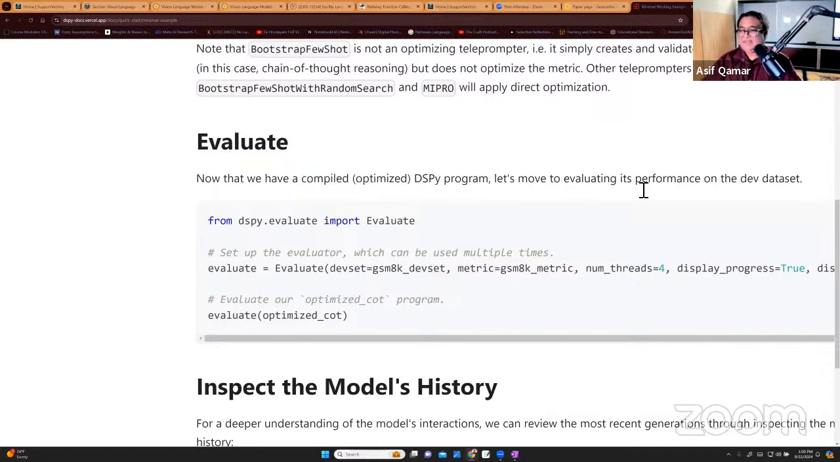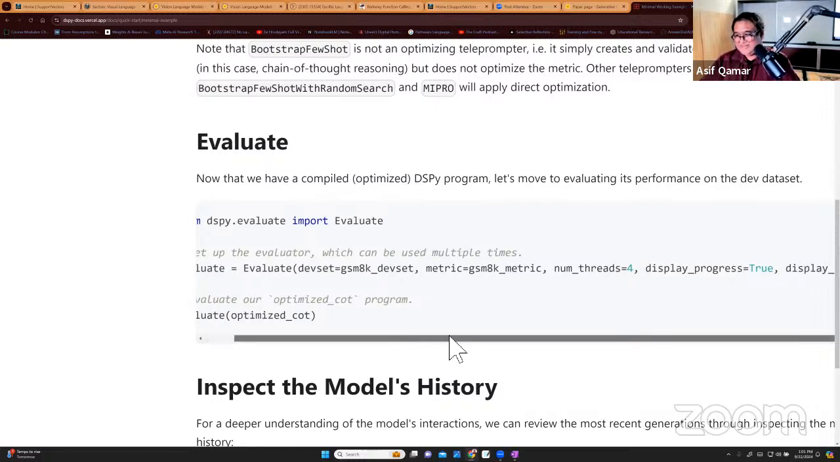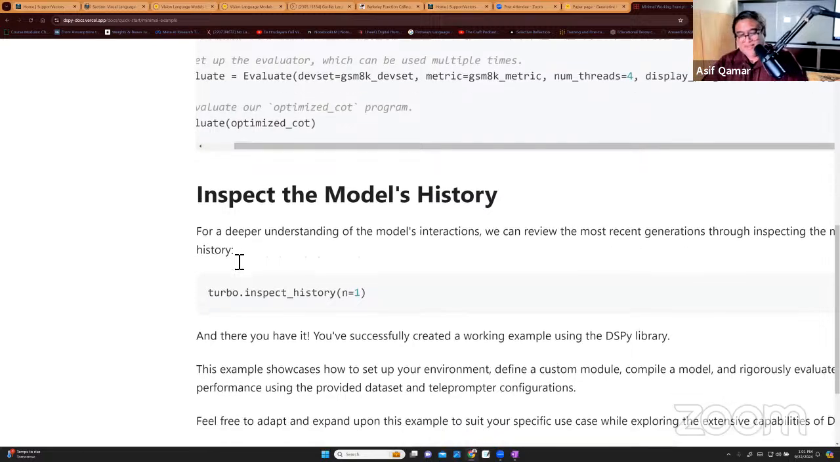Let's move to evaluating its performance. So always you do an evaluation, right? How do you evaluate? You would take the test data now and see how well it does on the test data. So evaluation is using a metric, isn't it? This is it. Now, the rest of it is just to show progress.